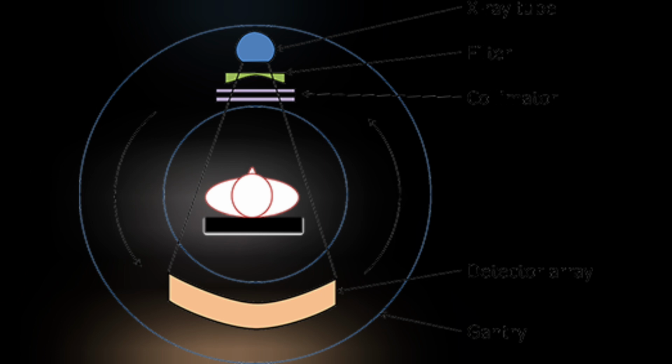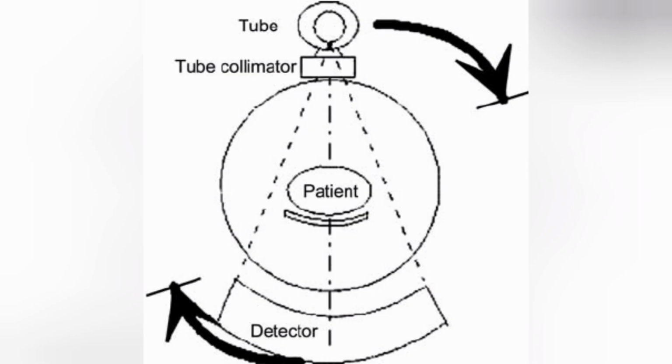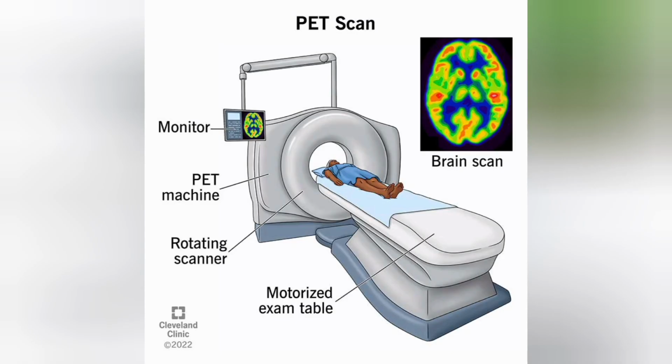Components: gantry. A gantry which has an X-ray beam rotating around the patient, generating X-rays. Stationary collinear detectors, these detect those X-rays. Couch, the patient lies on it. Control room has a computer and a monitor to display images.